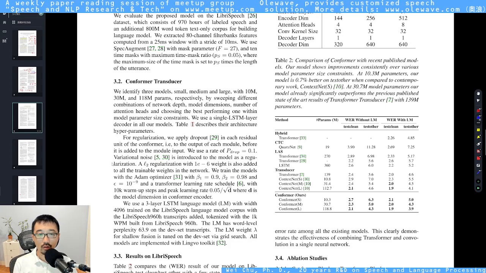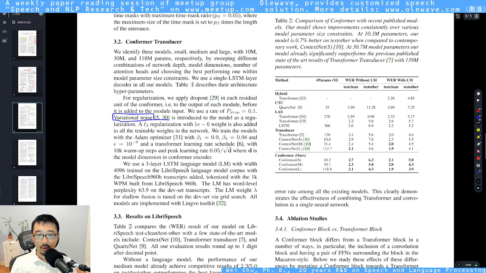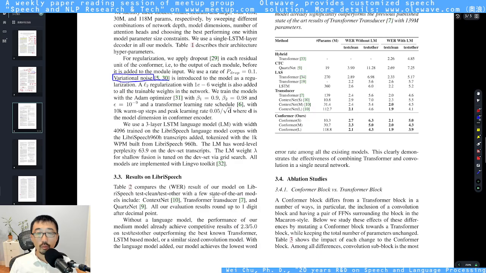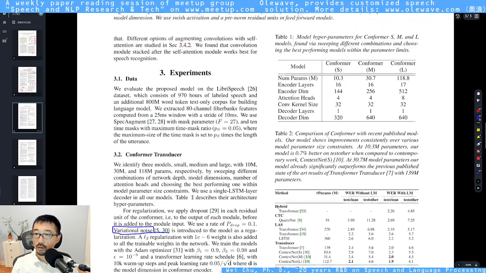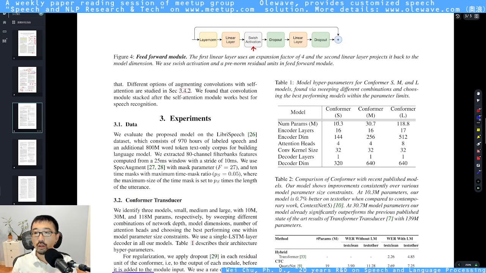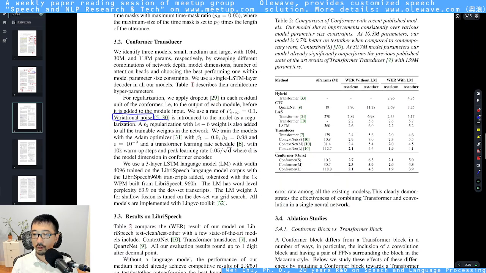But this is interesting. I don't quite understand what a variational noise is, but I will check that later. They have the model with and without language model. They tried it on LibriSpeech. LibriSpeech is a standard benchmark of speech. They compared 3 different sizes of their models: small, medium, large. It's parameters, easy to understand.